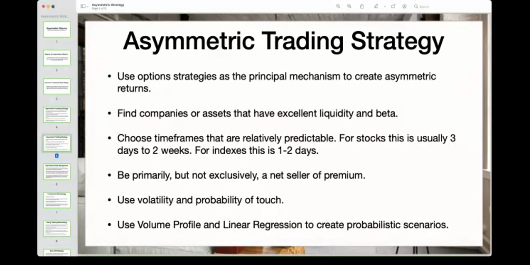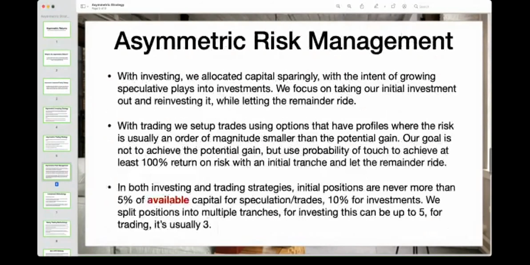And this is part of our secret sauce, this next bullet. We use volume profile and linear regression to create probabilistic scenarios. And if you go back to my YouTube channel, you'll see that I have a lot of videos on volume profile and how I believe it is really, in my view, the best way of being able to analyze market structure and be able to accurately predict the behavior of the market by coming up with these different scenarios that are possible. All right. Next bullet, next slide.